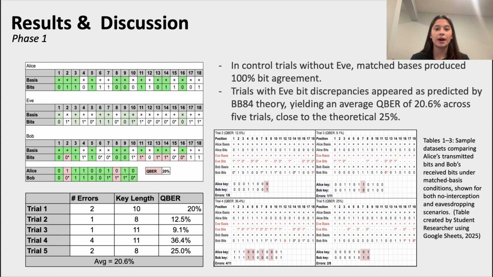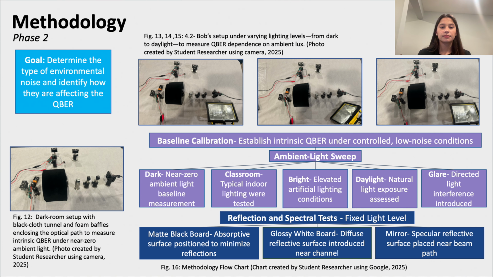In controlled trials without eavesdropping, matched polarization bases produce 100% bit agreement, confirming correct system alignment. When an intercept-resend attack was introduced, bit discrepancies appeared. The average QBER was 20.6%, which is close to the theoretical value of 25%. As shown in tables 1 through 3, the clear increase in QBER demonstrates that the system was able to reliably detect eavesdropping.